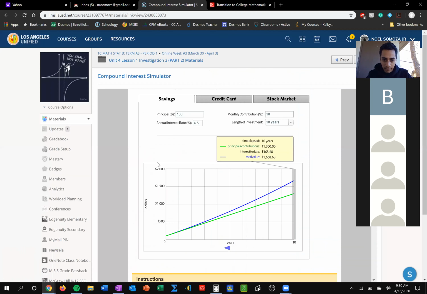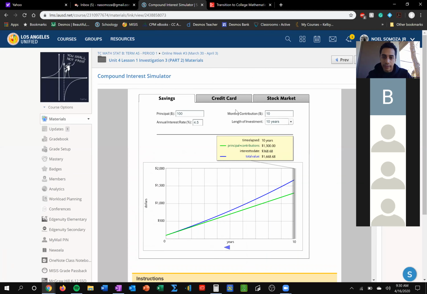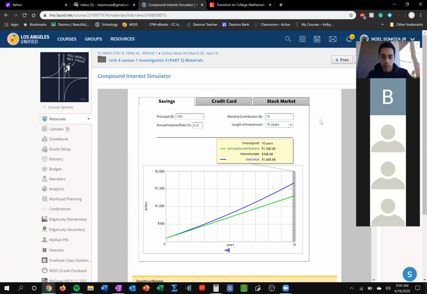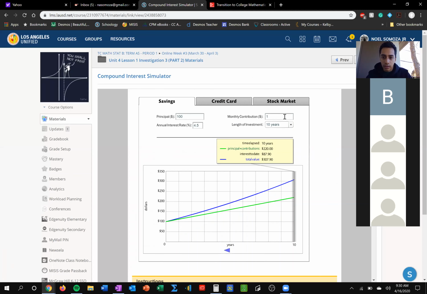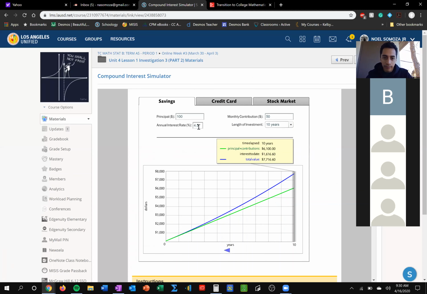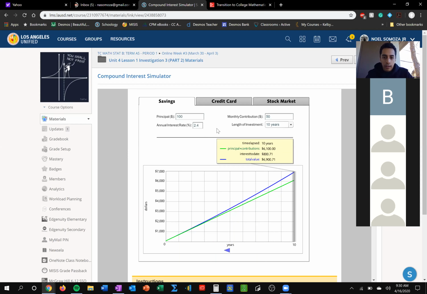In this case, we don't really have the option of choosing monthly, but because it's a monthly contribution, it is in terms of monthly. The principal is 100. The monthly contribution for us would be 50. Then we have to change this interest rate, so it's actually at 2.4%. So that's our scenario.